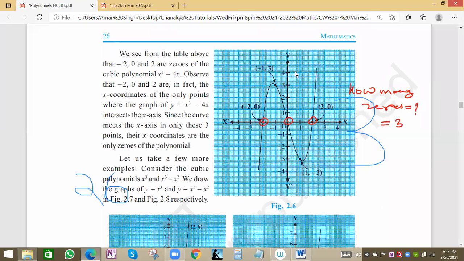And what is the nature of this graph? Cubic graph. They have given the equation also. This is one equation.